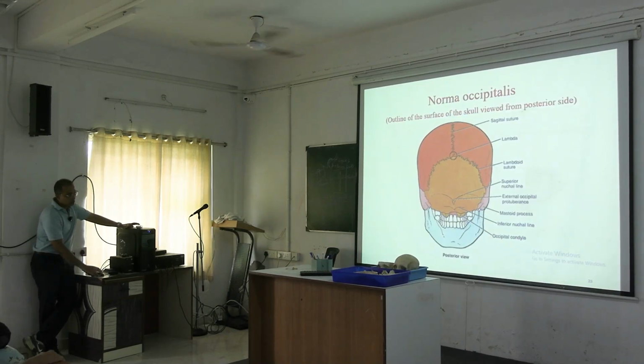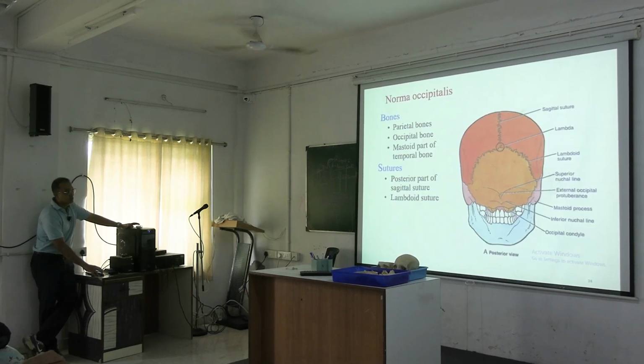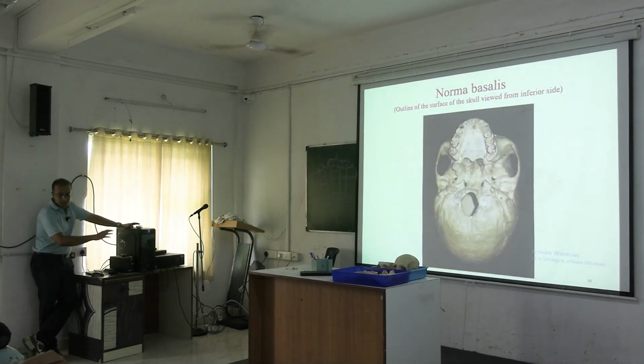Norma occipitalis is the posterior view of the skull, which has sutures as well as the bones we learned about, and this is Norma basalis.